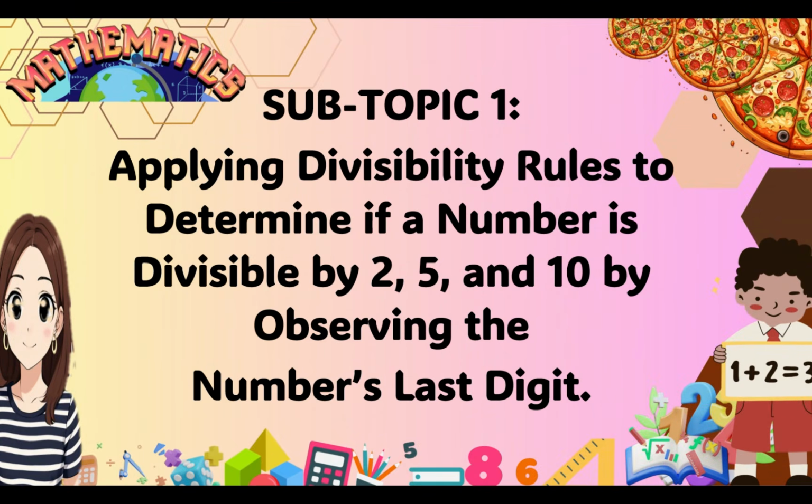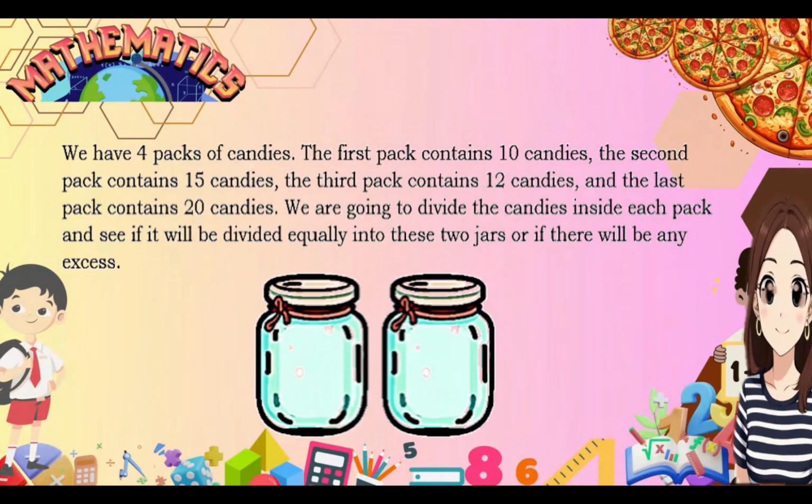Subtopic 1, applying divisibility rules to determine if a number is divisible by 2, 5, and 10 by observing the number's last digit. We have 4 packs of candies. The first pack contains 10 candies. The second pack contains 15 candies. The third pack contains 12 candies. And the last pack contains 20 candies.